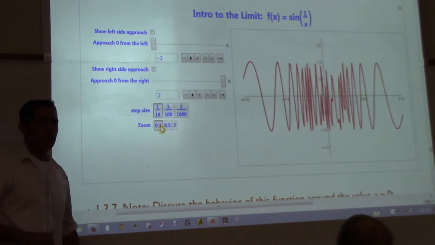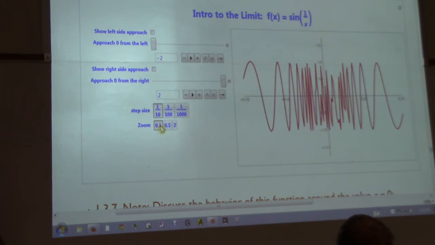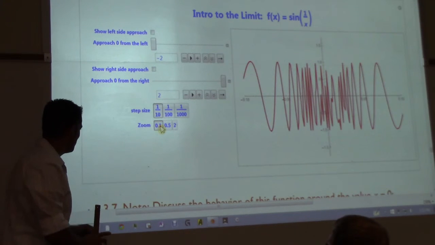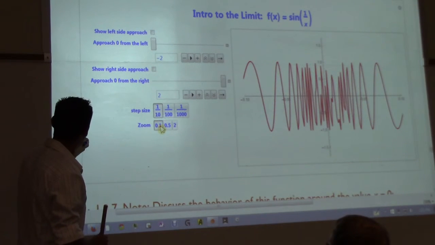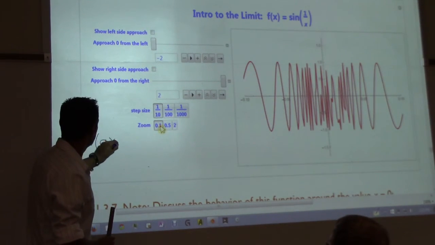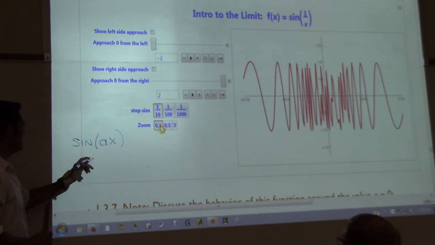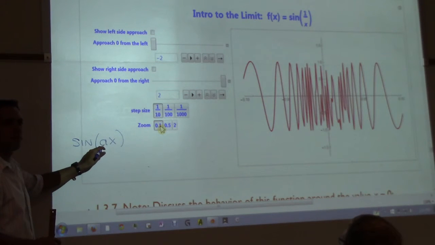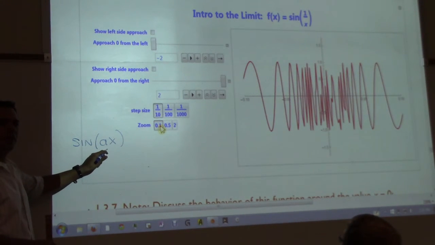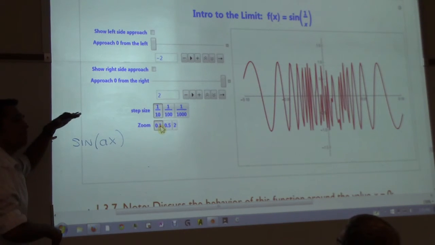What does a sine function do? What do we know sine functions do? They oscillate, right? But they have a period, don't they? Isn't that period always going to be, what's the period thing? If you have something like sine of ax, doesn't it have to do with something here? Yeah, remember hearing that? Amplitude is how tall it is.